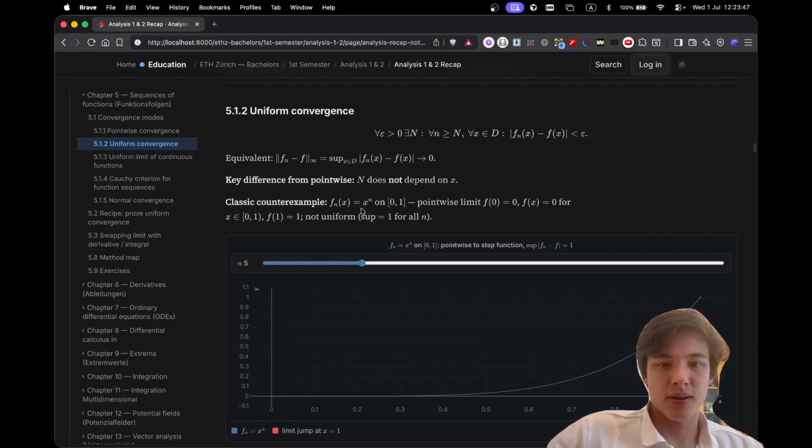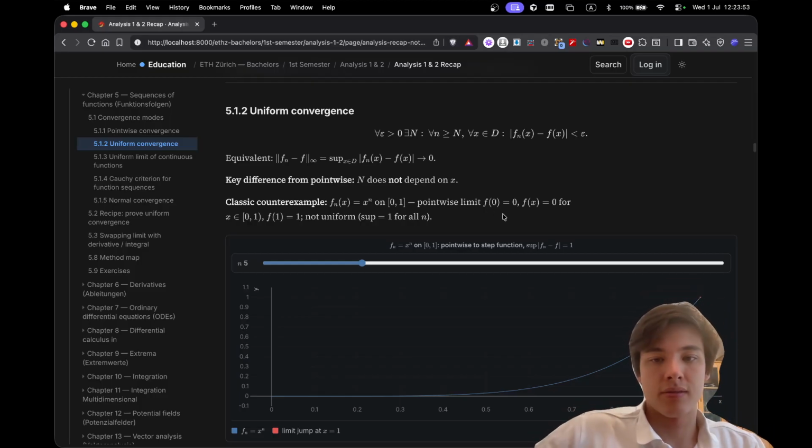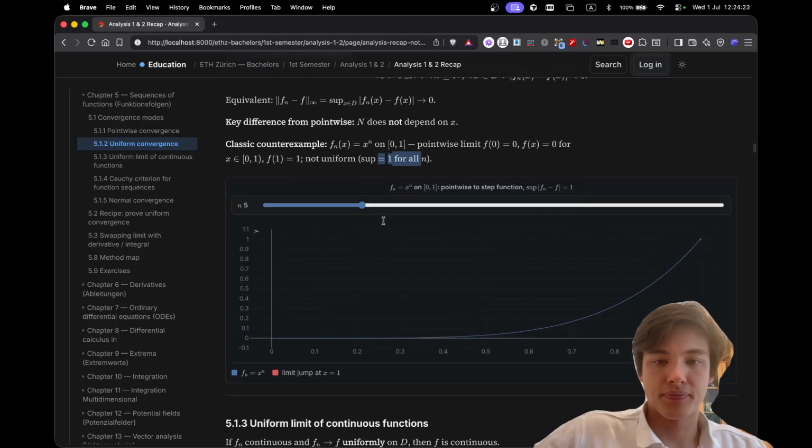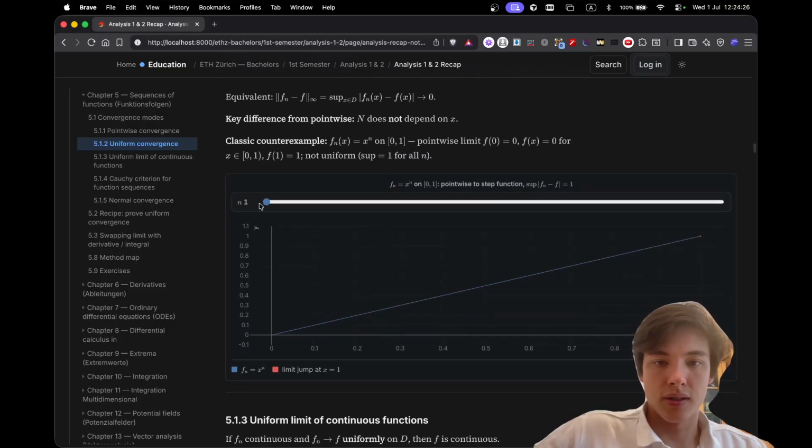Classic counterexample: x to the power of n on 0 to 1. Its pointwise limit at 0, for n super large, is 0, but at 1 it's 1, so it's not uniform. It converges pointwise to a step function.